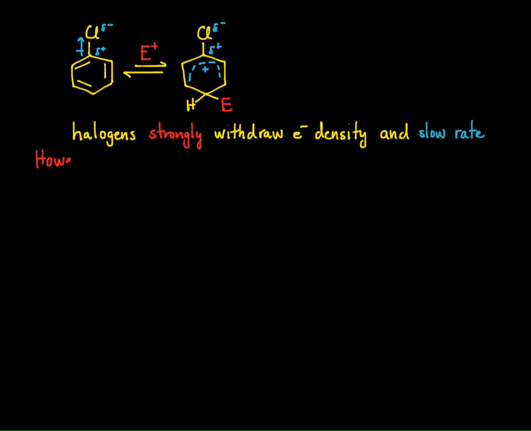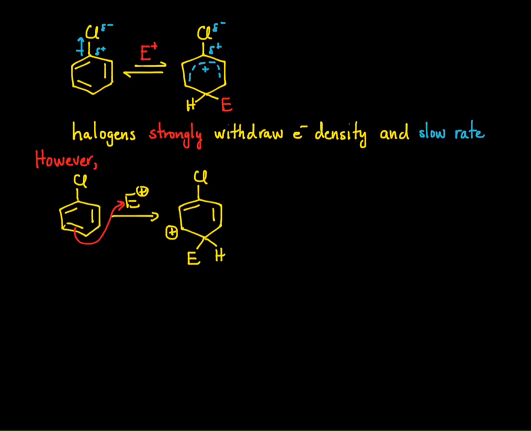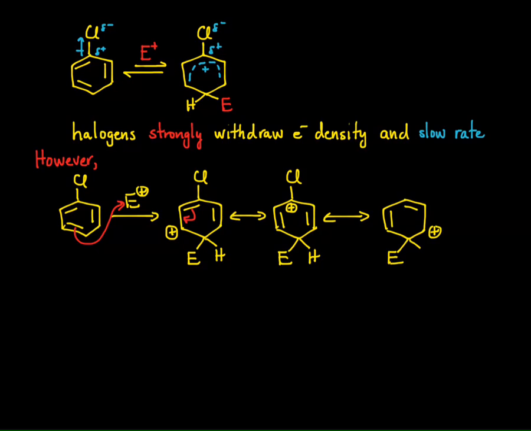Now, once the electrophile has added, you see that I create this cyclohexadienyl carbocation, and of course I can draw resonance structures of it, putting the positive charge on that carbon with the halogen, and then that third resonance structure where I migrate it over to the right.